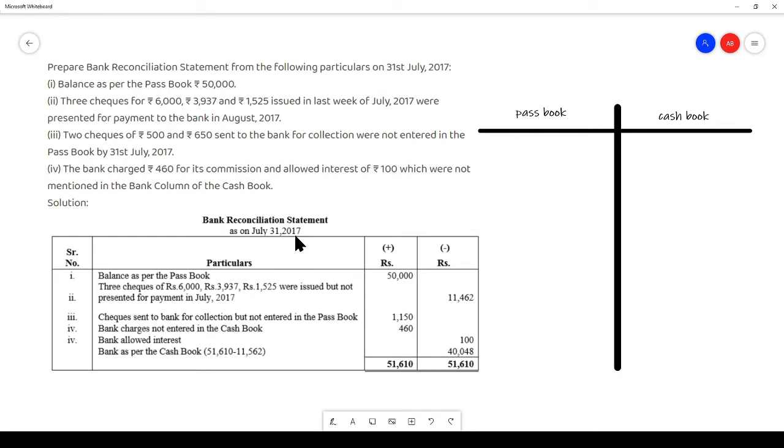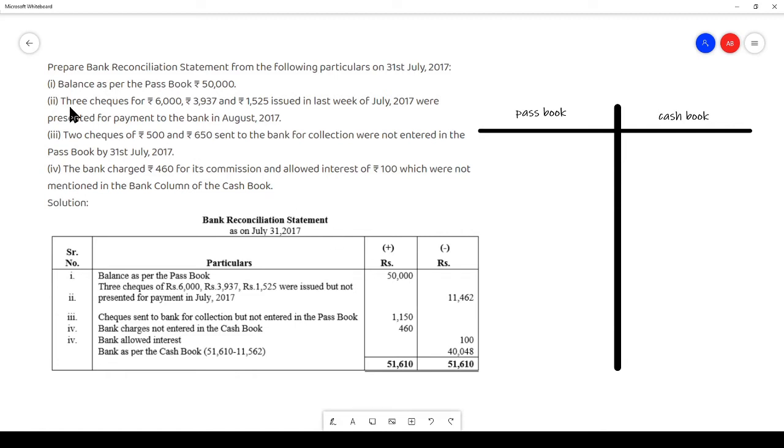Now let us look into our transactions. Balance as per passbook is 50,000, and as I have already told you, if nothing is mentioned about the balance, we are going to consider the balance to be favorable or positive. Now, as the balance is positive or favorable, here in the particulars first I am going to write the balance as per passbook. Considering it to be favorable and a positive balance, I have written it in the positive column as 50,000. Now let us look into the transaction and we will understand whether we are going to add it or deduct it.